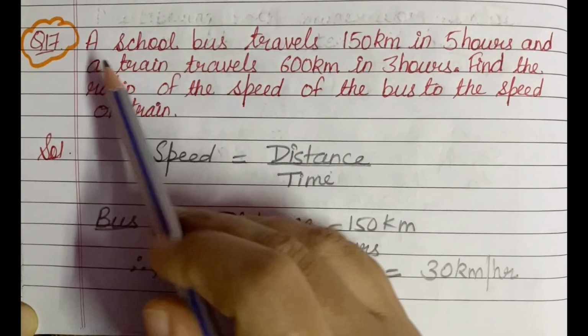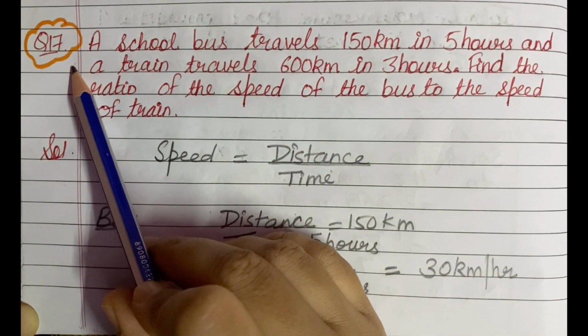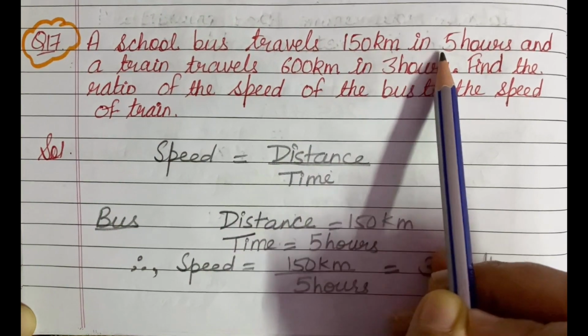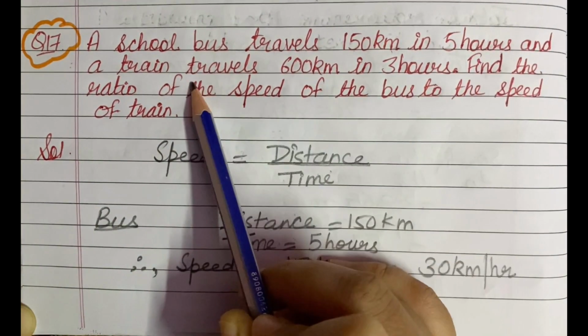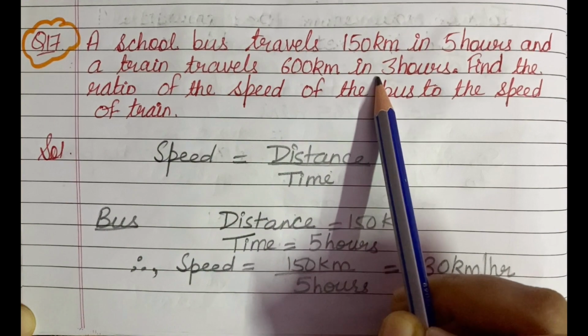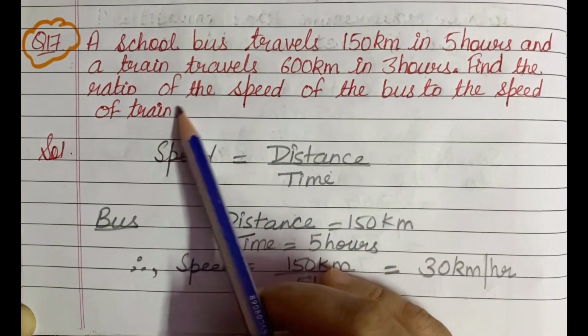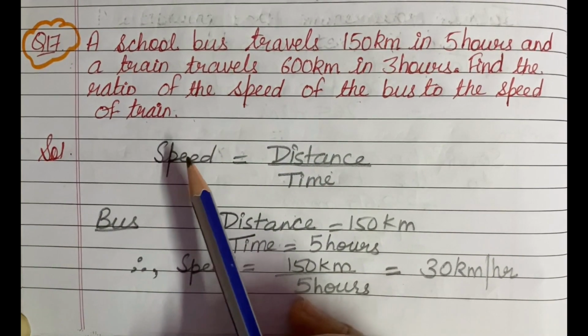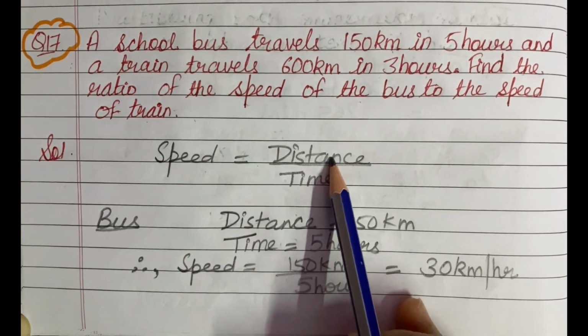Next is question number 17, and question number 17 says that a school bus travels 150 km in 5 hours and a train travels 600 km in 3 hours. Find the ratio of the speed of the bus to the speed of the train. Now students, we already know that speed is equals to distance upon time.